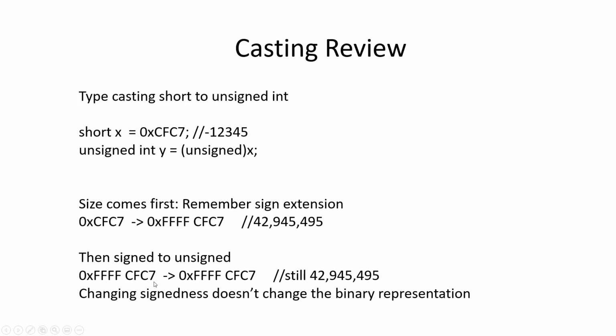CFC7 does not do anything. It's still the same bit pattern. It's just how C is going to use that number in the end. And that's going to change depending on whether we're doing a comparison, like a less than, or I'm printing it out and telling it how to use that. Anyway, 42 billion something. So remember that changing the signedness doesn't change the binary representation. Only sign extension is going to do that when we go from small to larger.